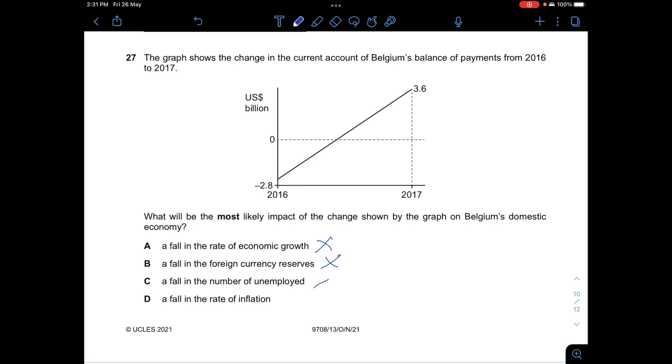It's not exactly a fall in the real inflation because you cannot really see whether or not the rate of inflation has changed. So the only possibility here would be the fact that there'll be fewer unemployed people, right? Because the rate of inflation is calculated based on the price level, which is not here. Okay, so I say C.